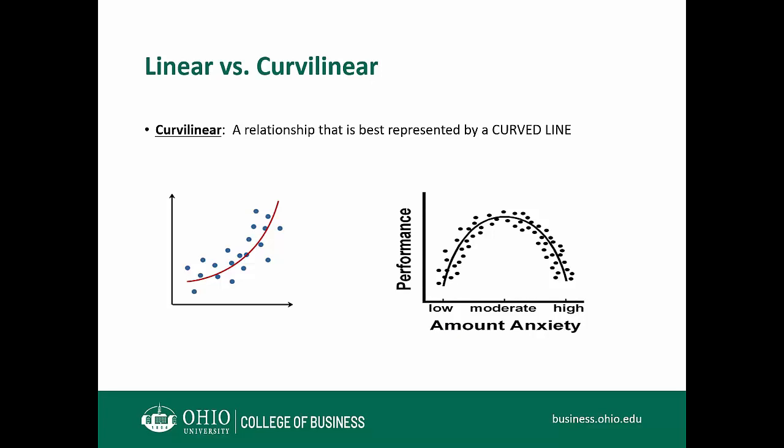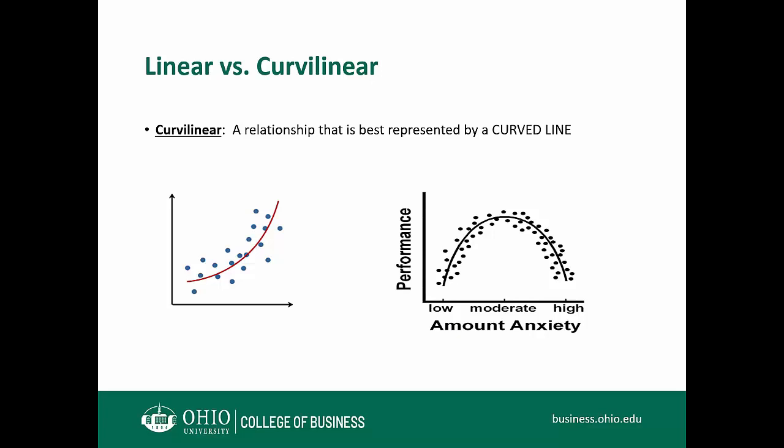The chart on the right is a classic example. Many people might be familiar with this, especially athletes. It's the relationship between anxiety or arousal and performance. So typically when arousal is low or very high, that's when performance is at the lowest. People tend to perform the best when they have moderate levels of anxiety or arousal.